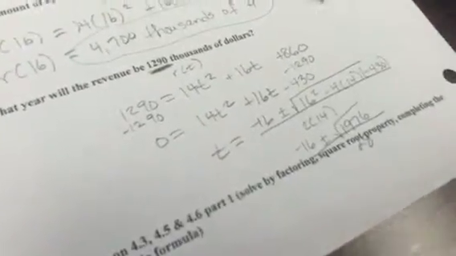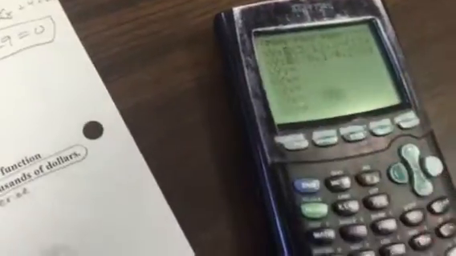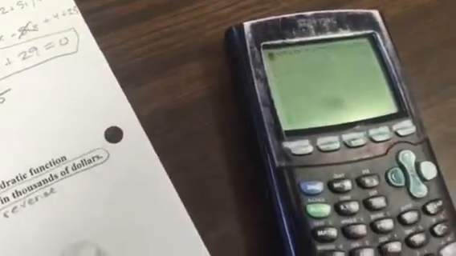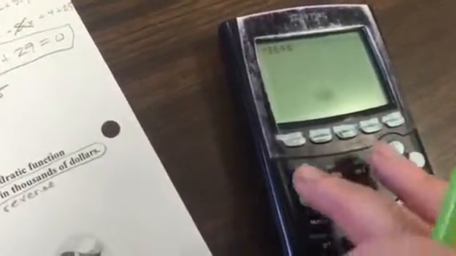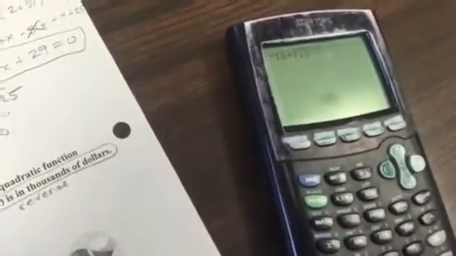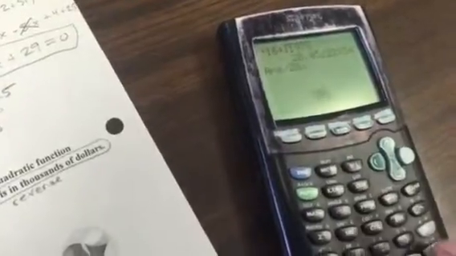Now we need to punch this in our calculator. Negative 16 plus the square root of 1,976, press equal and divide by 28. So I get 1.01. So I get T equals 1.